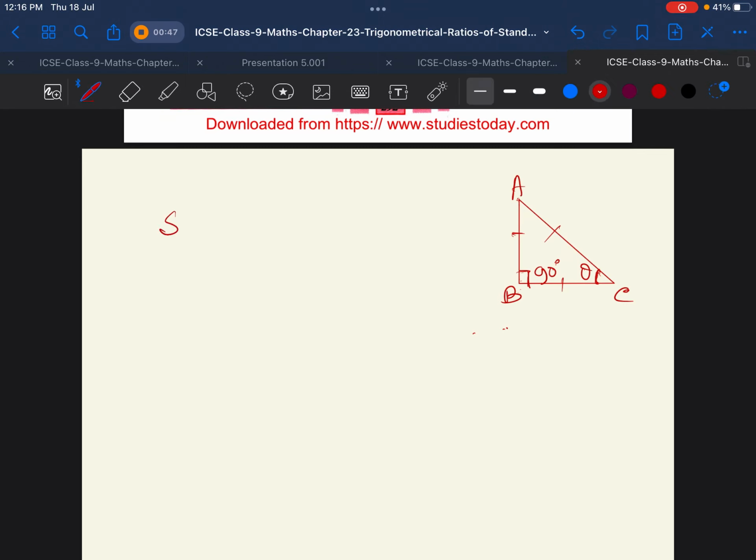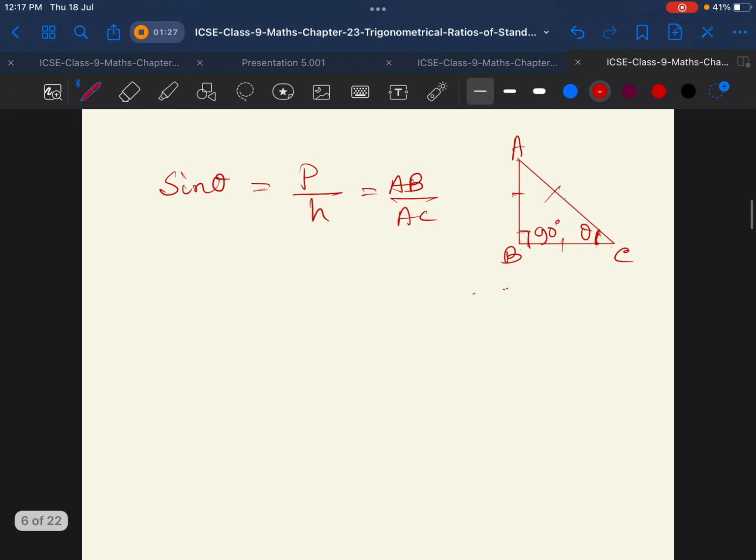Here you see, you already know sine theta. This is the angle theta, the reference angle. We know sine theta equals perpendicular by hypotenuse. Here the perpendicular is AB and the hypotenuse, the side opposite the right angle, is AC. So the ratio of the two sides, perpendicular AB and hypotenuse AC, is the trigonometrical ratio.